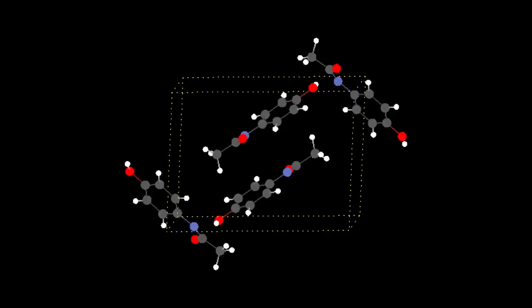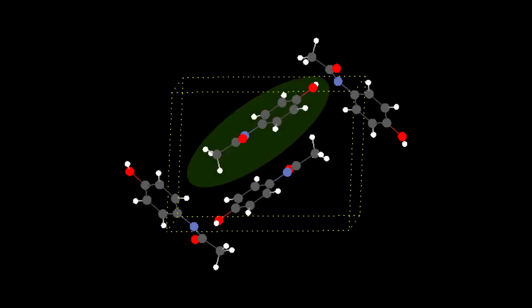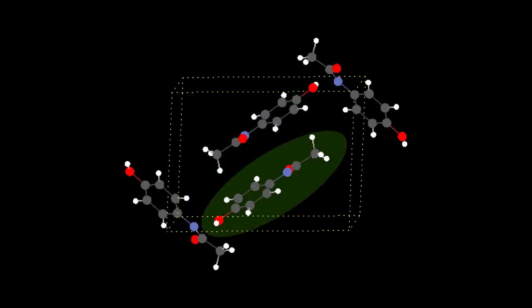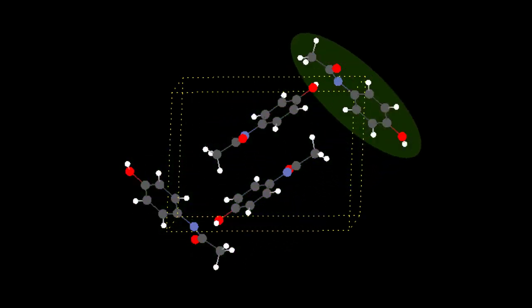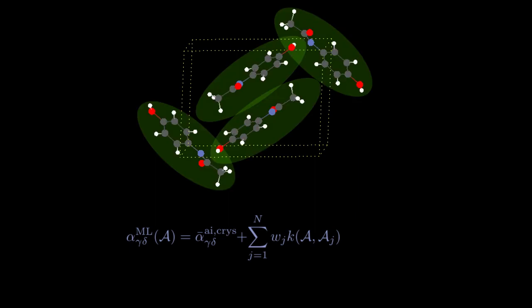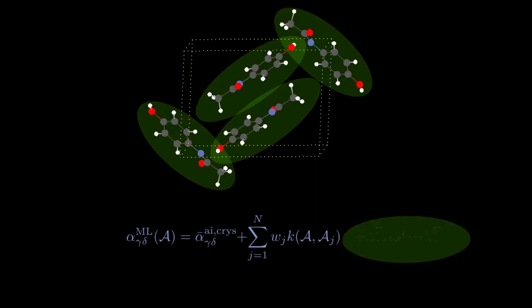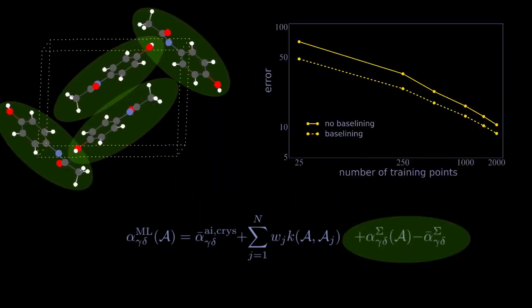However, in the particular case of molecular crystals, more information can be gathered and fed to the algorithm. Indeed, the polarizability tensors of each of the individual molecules constituting the crystal can be easily obtained. We can then sum them up and use them as a baseline for GPR, reducing the amount of training points necessary.